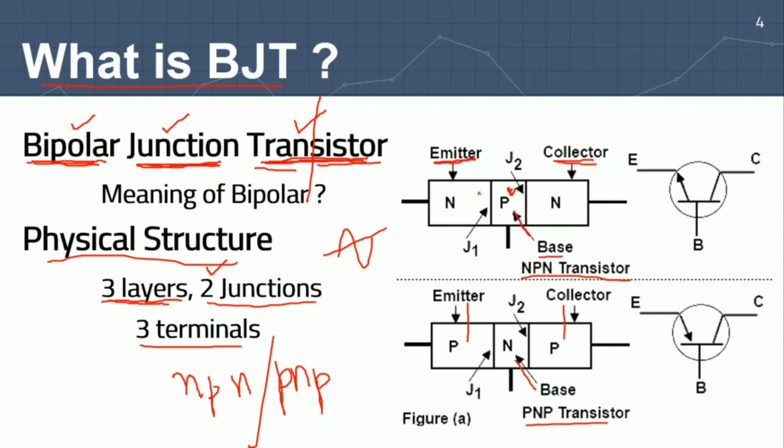You have two junctions here. This is the emitter base junction. This junction we call the collector base junction. Here also the same thing. This is the emitter base junction and this is the collector base junction. The point where your emitter and base are meeting is your emitter base junction. The region where the base and the collector are meeting is the collector base junction.